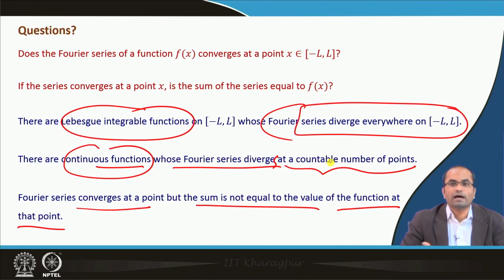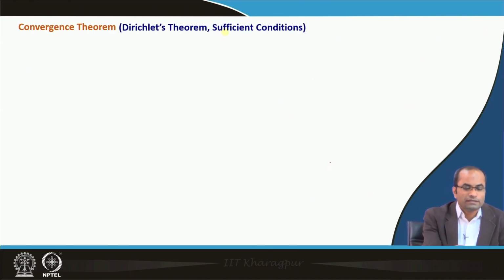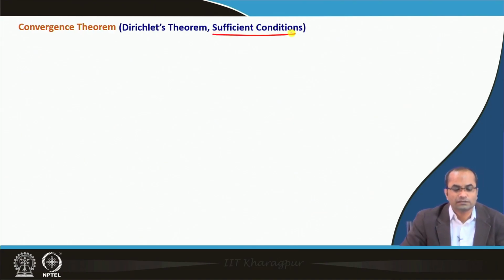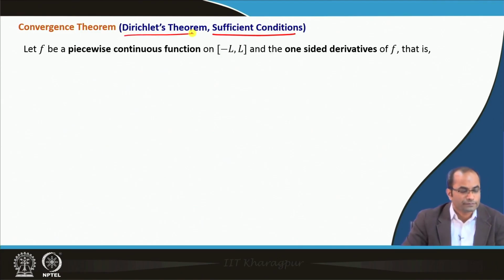So, then we should have some conditions on the function under which the Fourier series converges, and to what value, and that also has to be discussed. There is a famous convergence theorem, and these are indeed sufficient conditions. That means, if these conditions are met, definitely the series will converge, and we will see in this result to what value it converges. This is called Dirichlet's theorem.